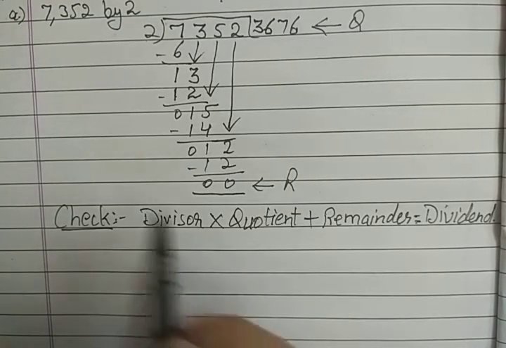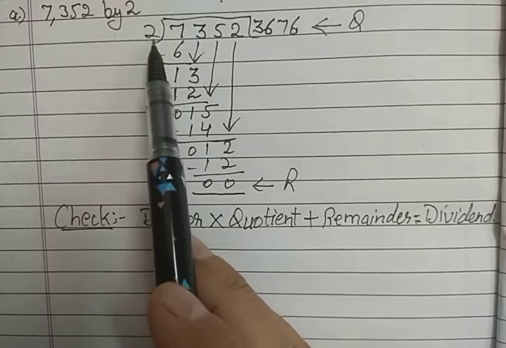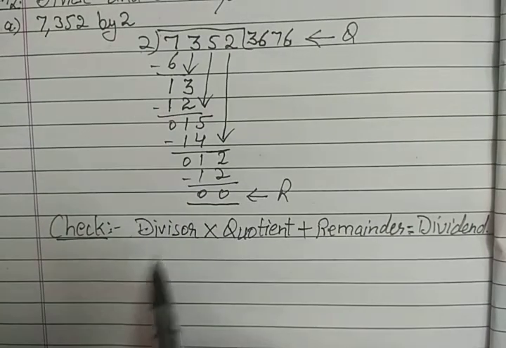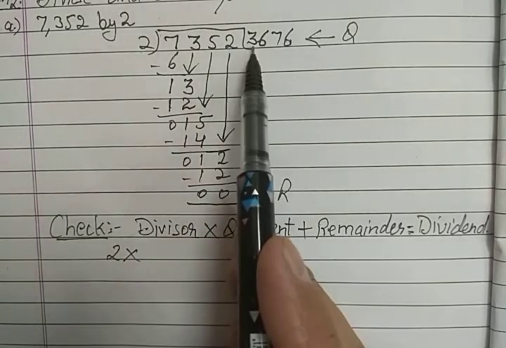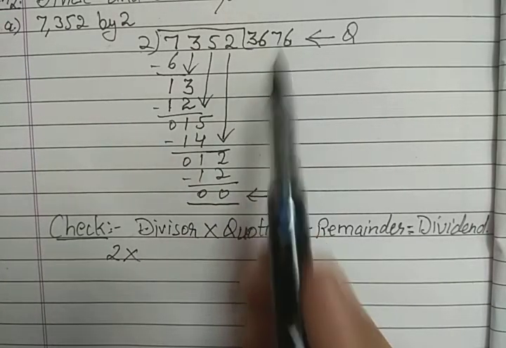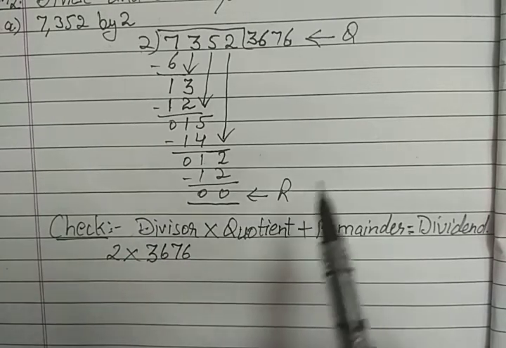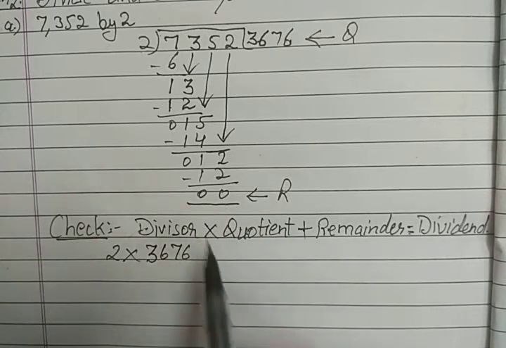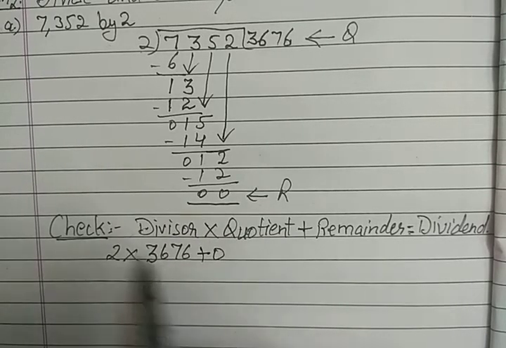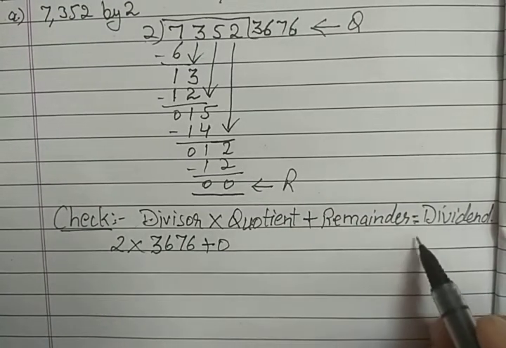So start checking your answer. What is your divisor here? Divisor is 2, multiplied by quotient. What is the quotient? 3676. 3676. And then we have to add the remainder. What is the remainder here? 0. Now first of all multiply it, and on the rough side you can multiply.